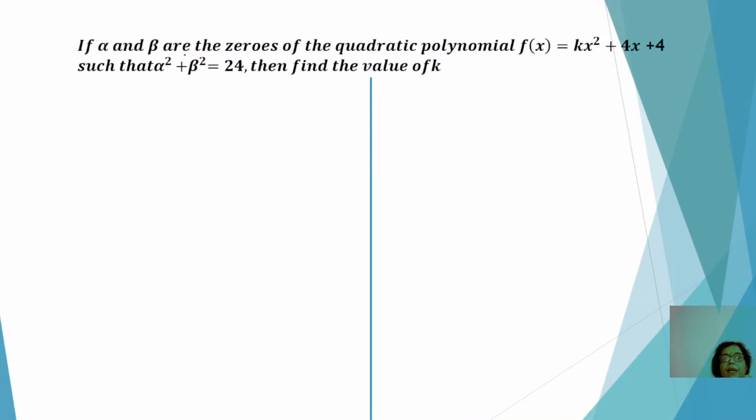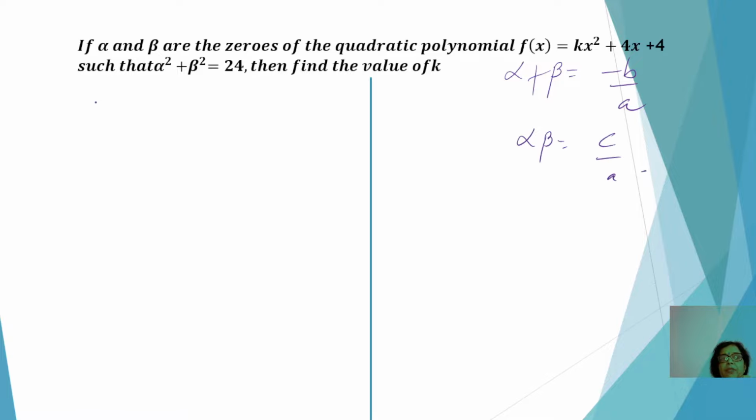Next is, if alpha and beta are the zeros of the quadratic polynomial f(x) is equal to kx square plus 4x plus 4, such that alpha square plus beta square is 24, then find the value of k. So here the sum of the squares of the zeros is given. Then find the value of k. So getting back to alpha plus beta is equal to minus b upon a and alpha beta is equal to c upon a.